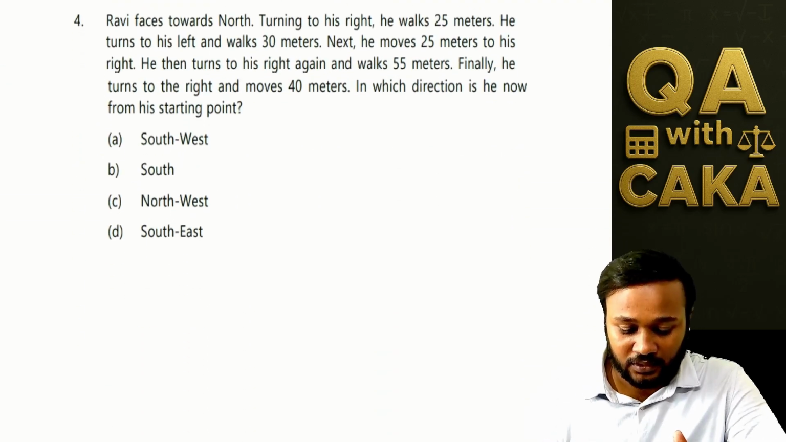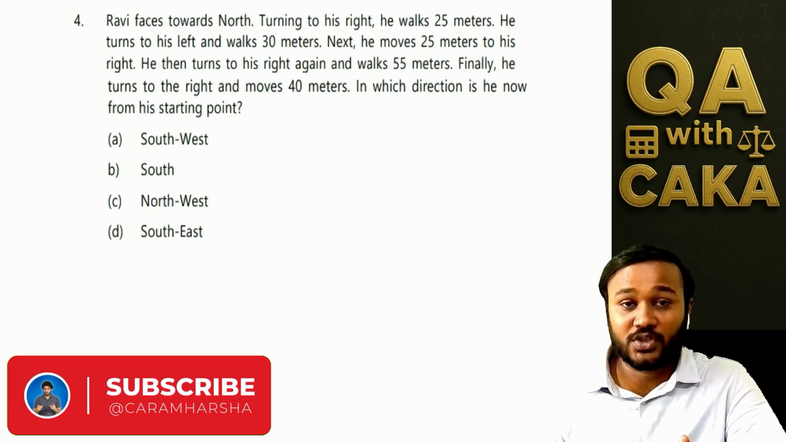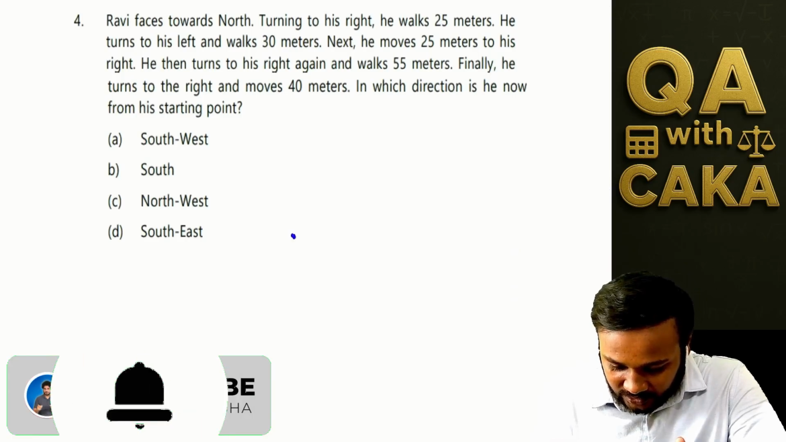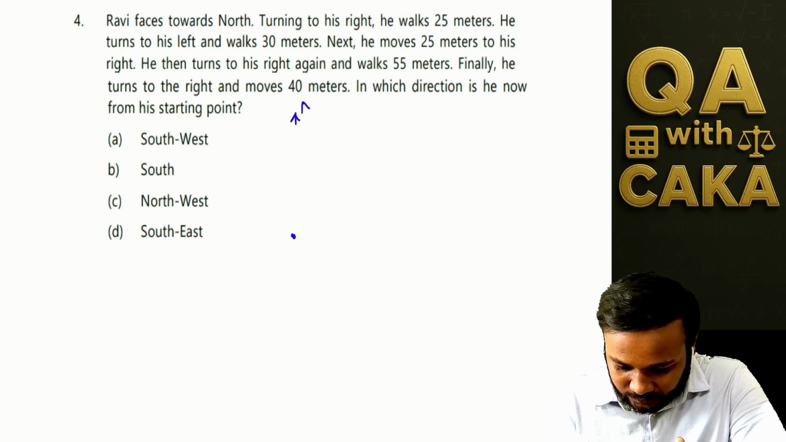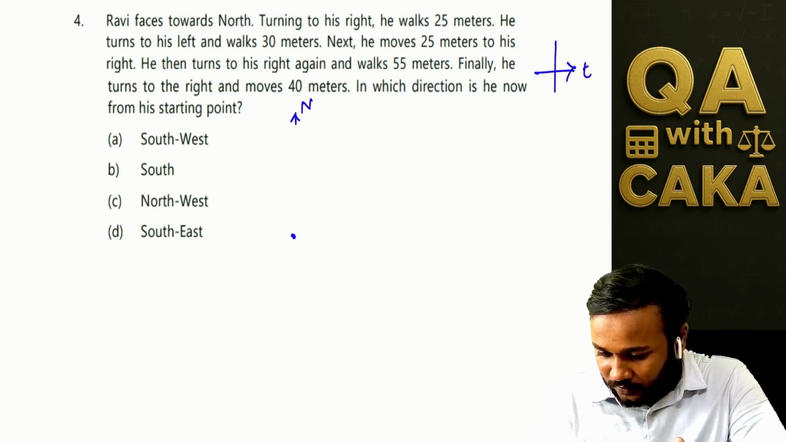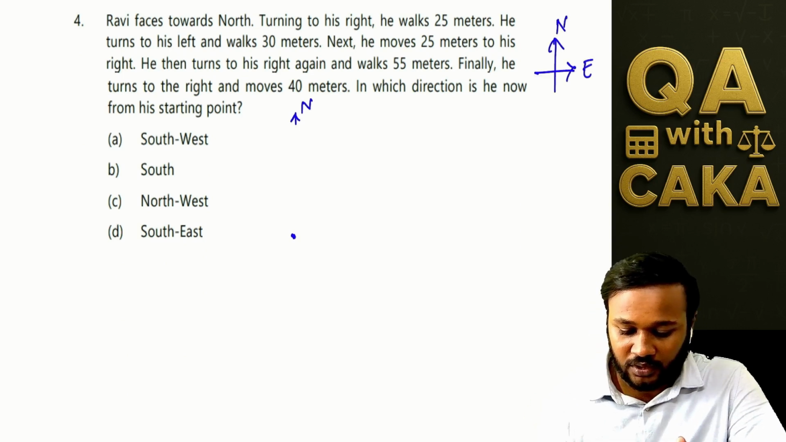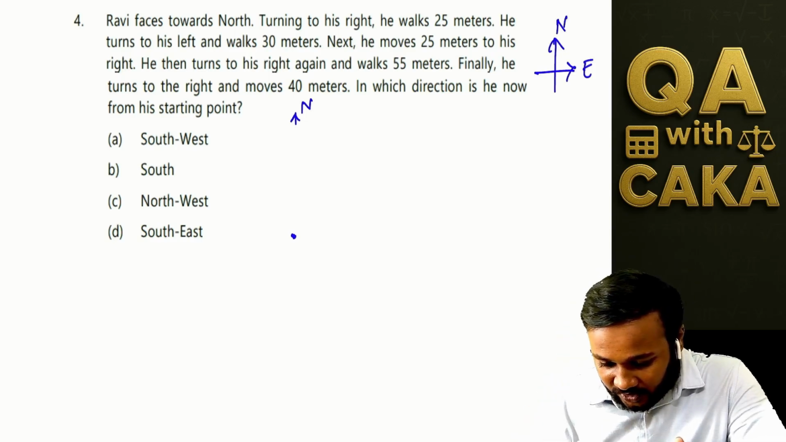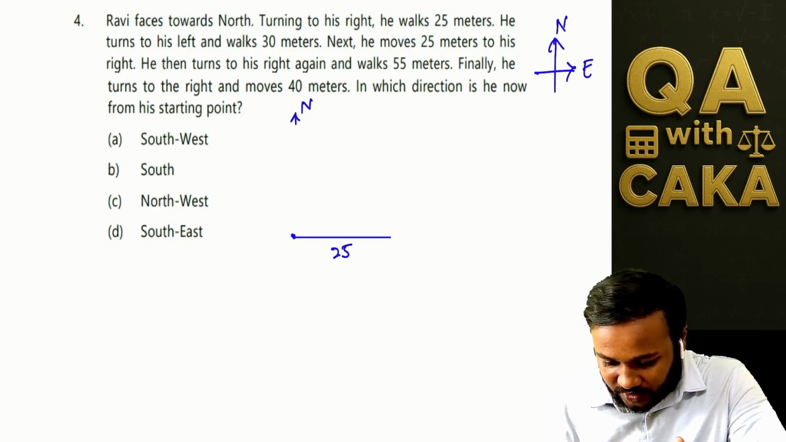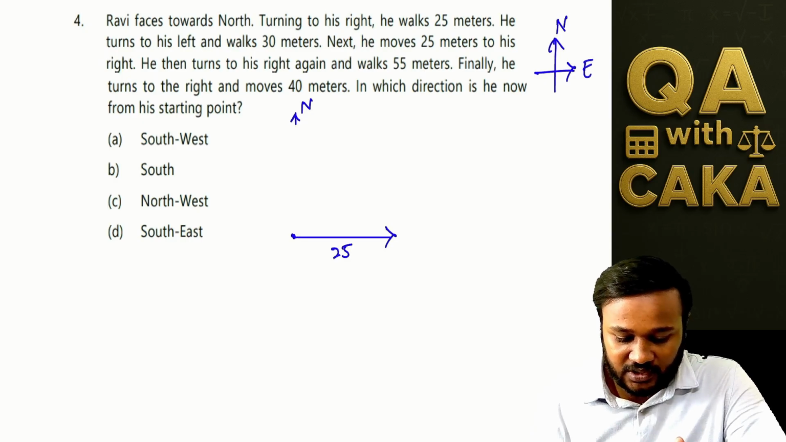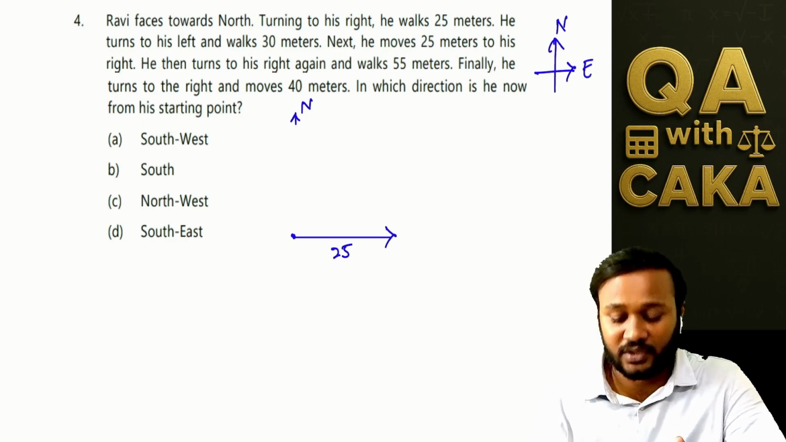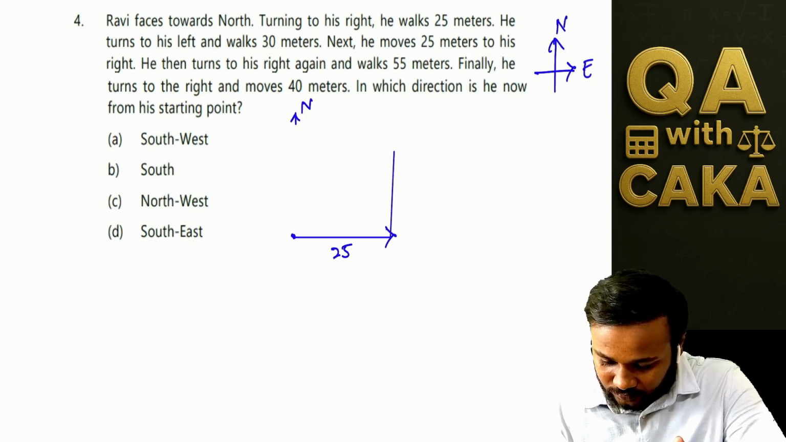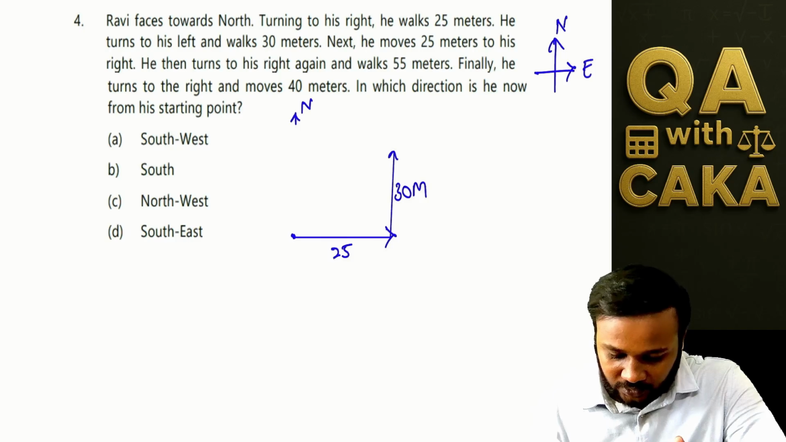Now, let's solve the fourth question. Ravi faces towards north. So he's facing, this is Ravi, he's facing towards north and turns to his right. So right is towards east. He walks 25 meters. So assume this is 25 meters. Then he turns to his left and walks 30 meters. So what is the left? It will be on the top. Assume that is 30 meters.